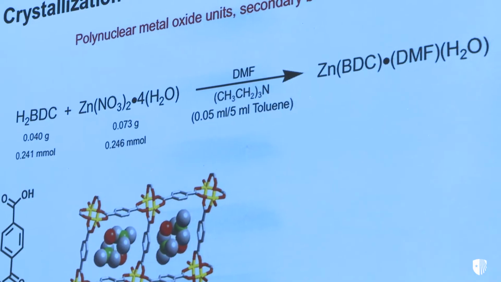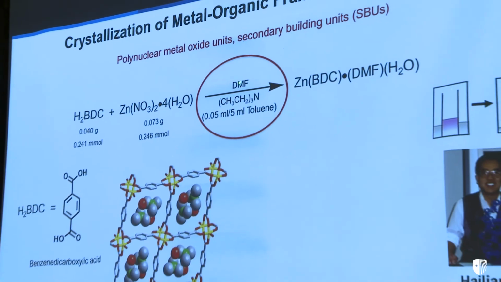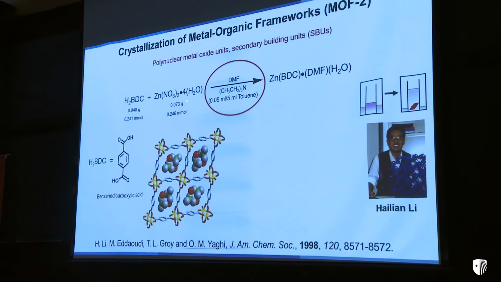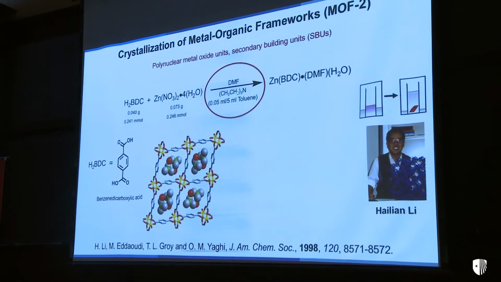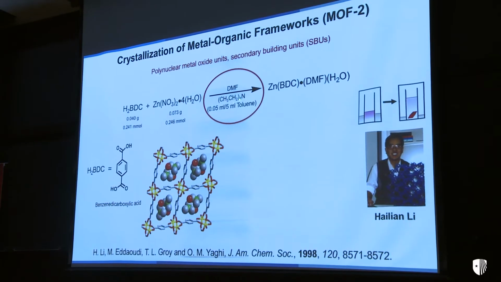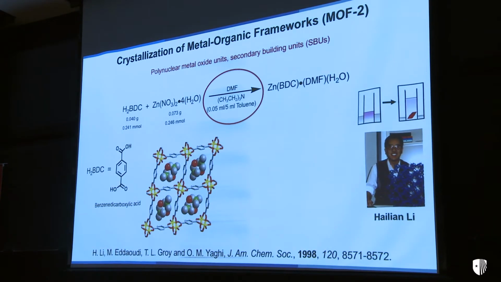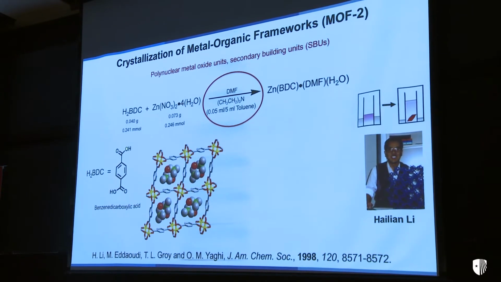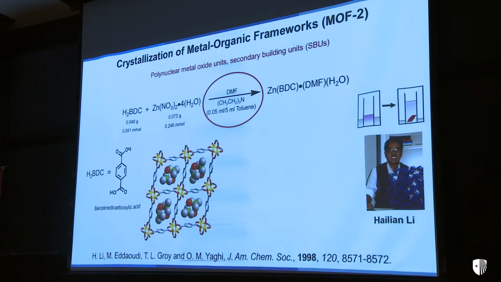And the only way that this student was able to make crystals is that he dissolved these in DMF and then diffused triethylamine from a toluene solution, rather than just add the triethylamine directly. By first diluting it and diffusing it slowly, he was able to control the deprotonation, because as soon as you deprotonate this, it binds to the zinc. So if you can control that deprotonation, you can control the crystallization. And that's how we made this structure.